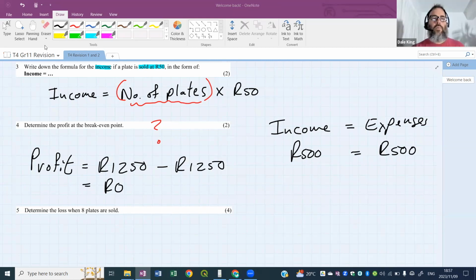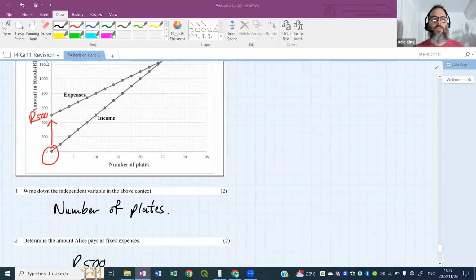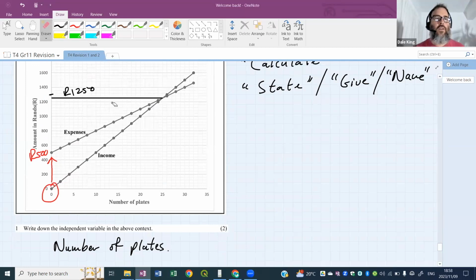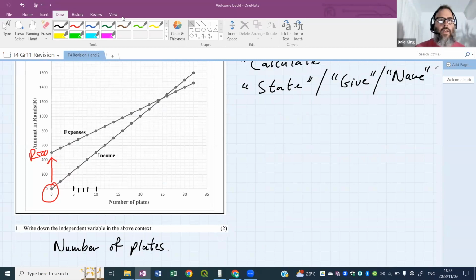We're going to stop. No, in fact, we've got a few more minutes. We're going to do it. Determine the loss when 8 plates are sold. 8 plates are sold. Determine the loss. Okay, so I'm going to explain this one. I'm not going to ask you guys to do it. So we're going to go down to the bottom here and look for 8 plates. There's 5 there. There's 10 there. So I'm going to go 6, 7, 8 should be about there.